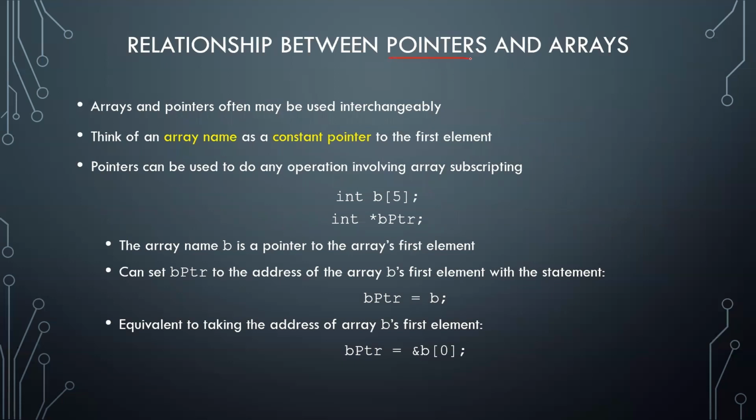Now, when we look at pointers and arrays, there are relationships between the two. A lot of times we can use them interchangeably. So that array name is basically a constant pointer. Remember, we talked about that it's actually indicating the first element location. So these two expressions actually mean the same thing. Okay, the array name B is a pointer to the first element. You can set B pointer to just B, and they're both equal to the address now. We can also say B pointer is equal to the address at index 0.